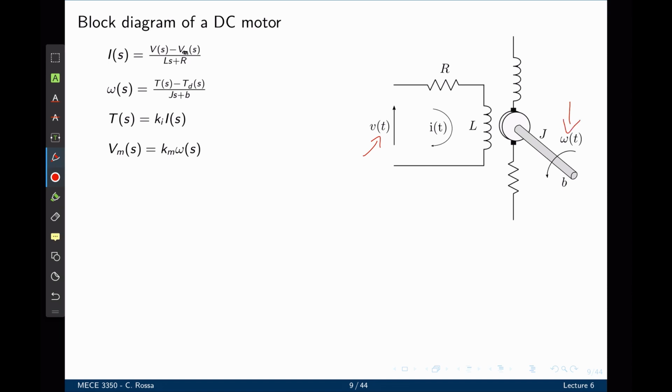It's always a good idea to start from the input. The input V of t, or V of s, shows up in the first equation. Now let's try to recreate the first equation. The input is V of s.